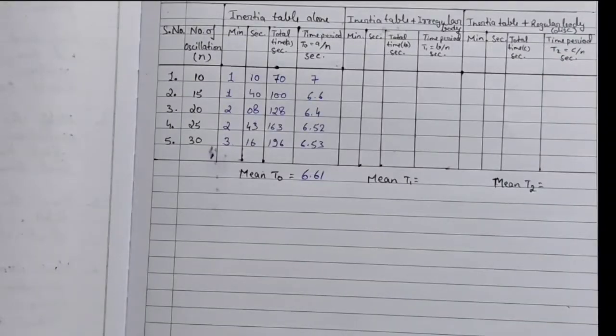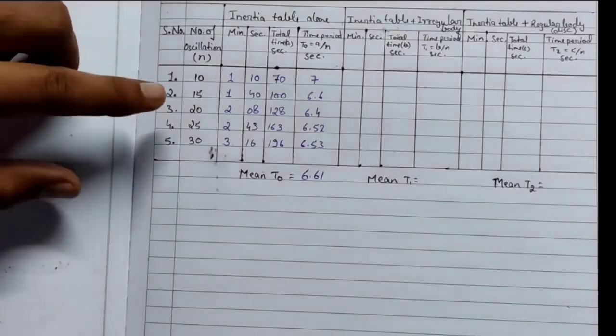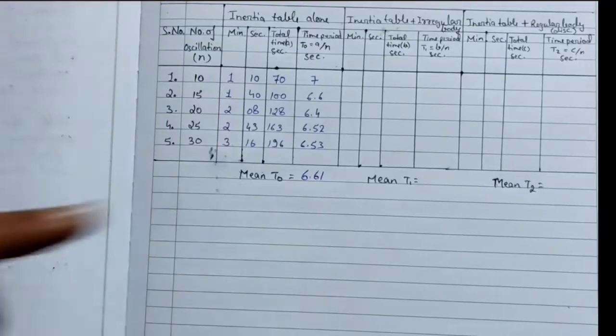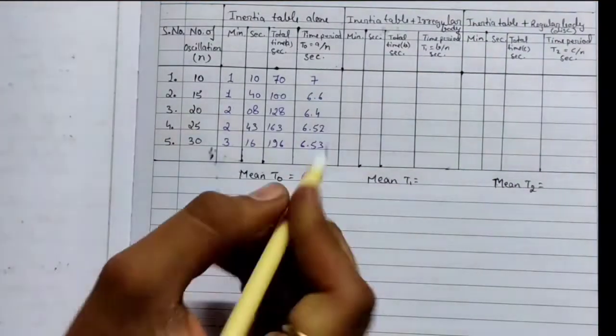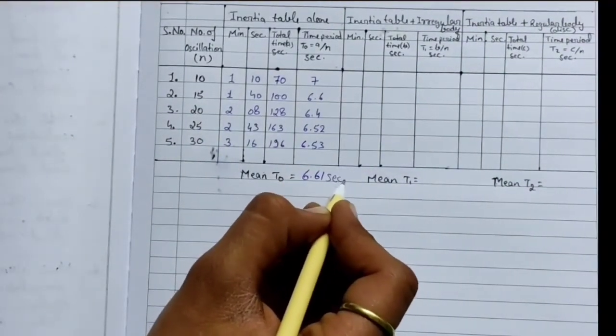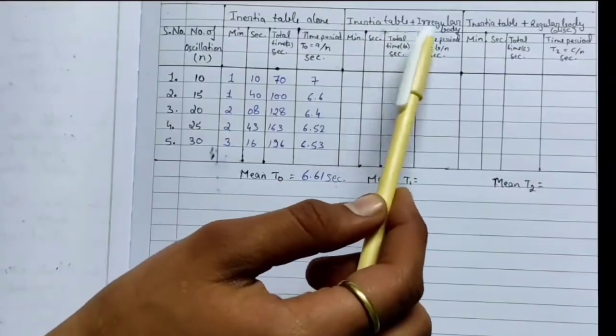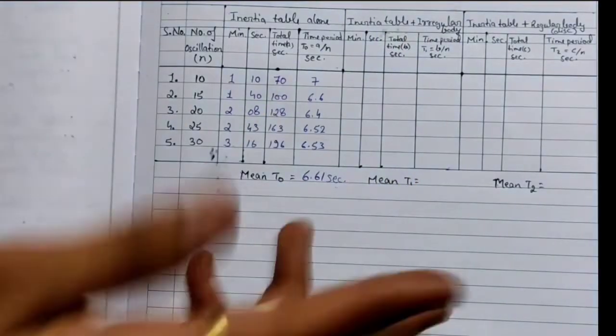सो एज आई सेड, हमने सारे का ही निकाल लिया है. ऑलमोस्ट इनर्शिया टेबल अलोन में सारे का हमने टाइम पीरियड निकाल लिया है. एंड द मीन टाइम इज T0, विच इज 6.61 seconds. So now just move on our second part, which is inertia table plus irregular body. So let's get straight to the video.